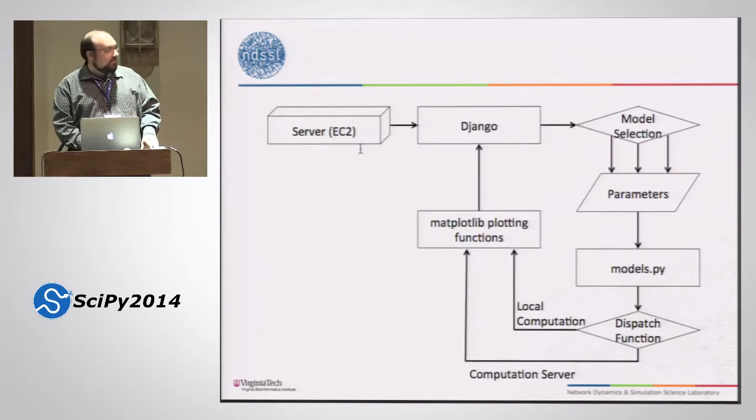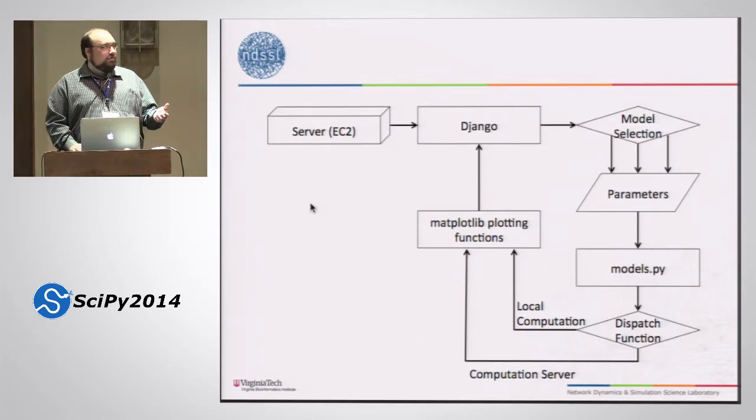So how this works in terms of an infrastructure project is you go to the server. Currently it's an Amazon EC2 server that has a Django front end to it. You select the model, you give it parameters. This is then fed into models.py, which takes the parameters you used. Right now, it does entirely numerical integration of ODEs.